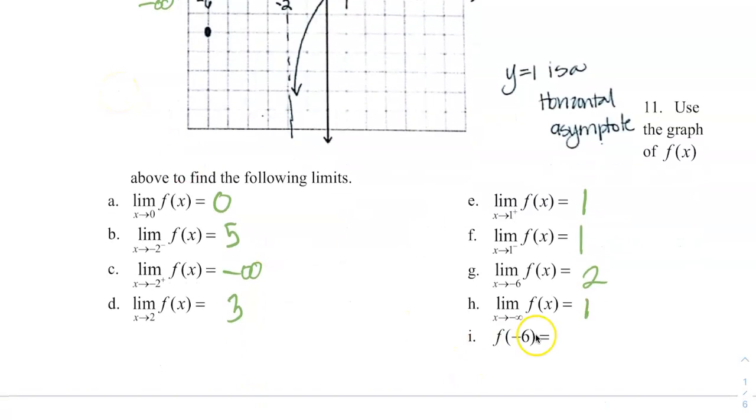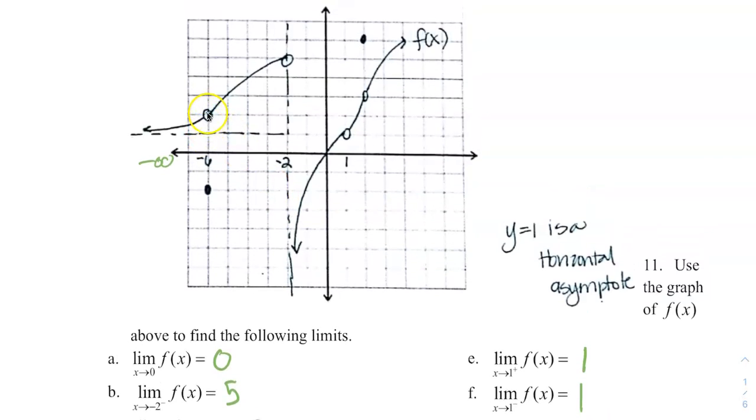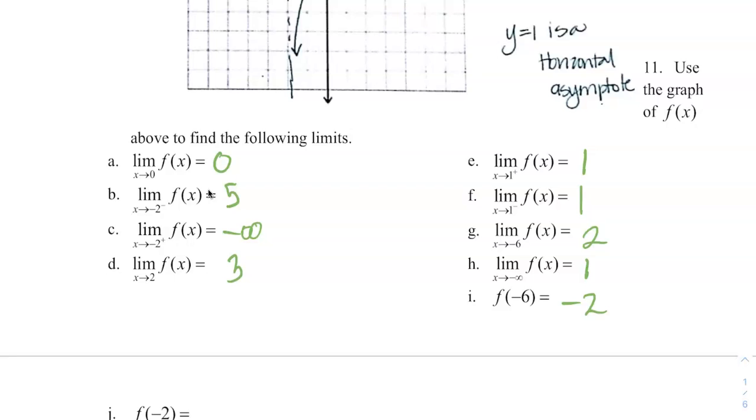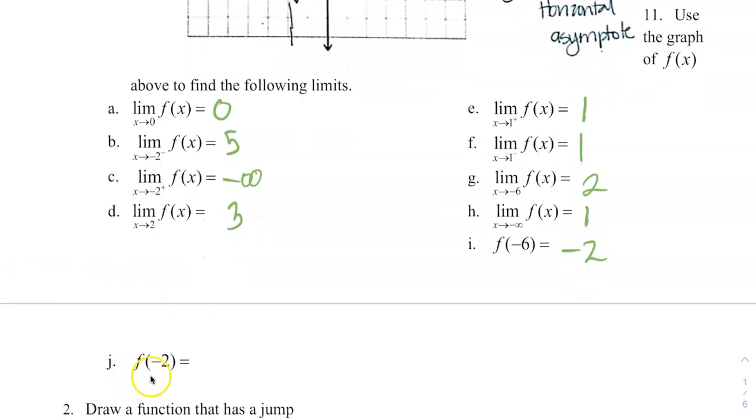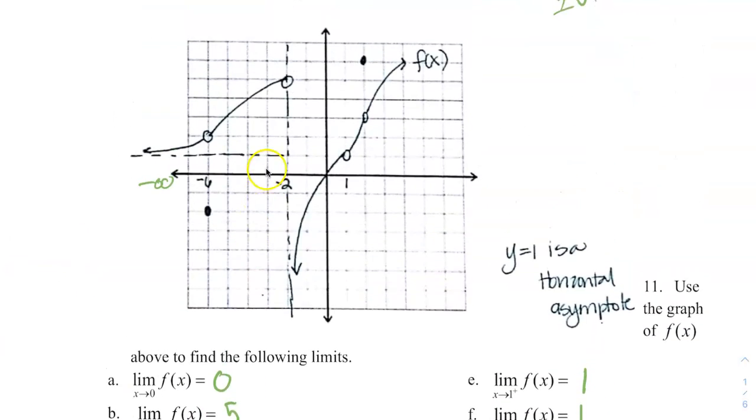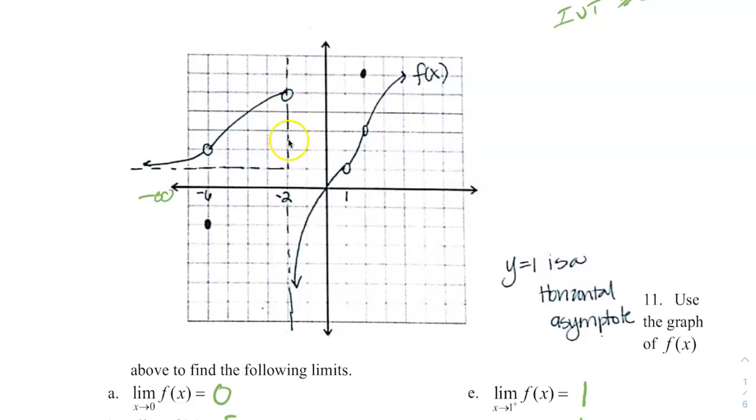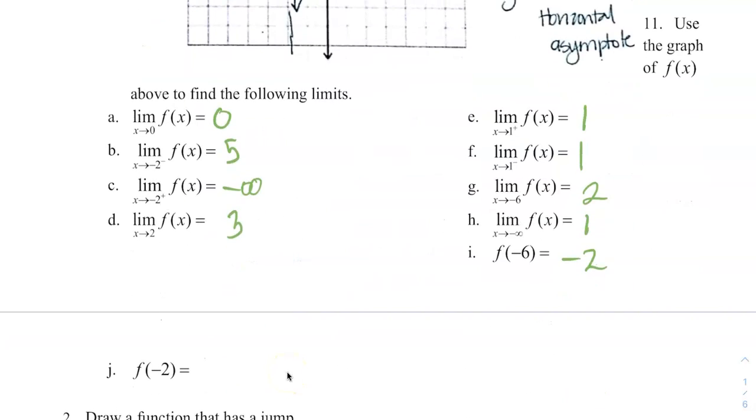And then what's f of negative 6? That's a closed value. At negative 6, we put a closed value. Negative 2. And again, sorry, the formatting's off. There's actually another one down here. F of negative 2. So at negative 2, there's no value at negative 2. So you can say no value, no solution, whatever.